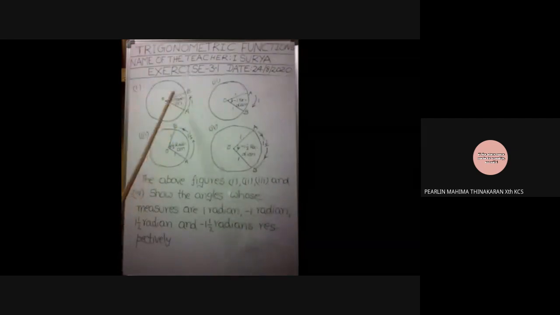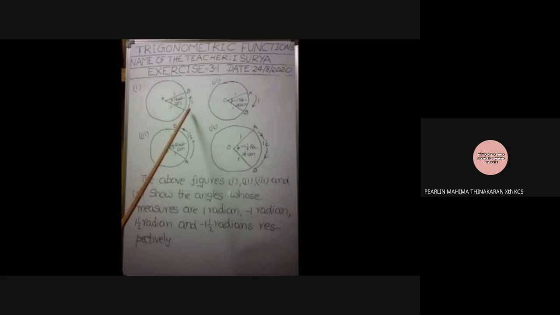Okay, my children. Now arc AB, the length of the arc AB is also 1 unit. So this arc is subtending some amount of angle at the center of the circle. This amount of angle is said to be 1 radian. And here the direction of the rotation is anti-clockwise, so we measure it as positive.